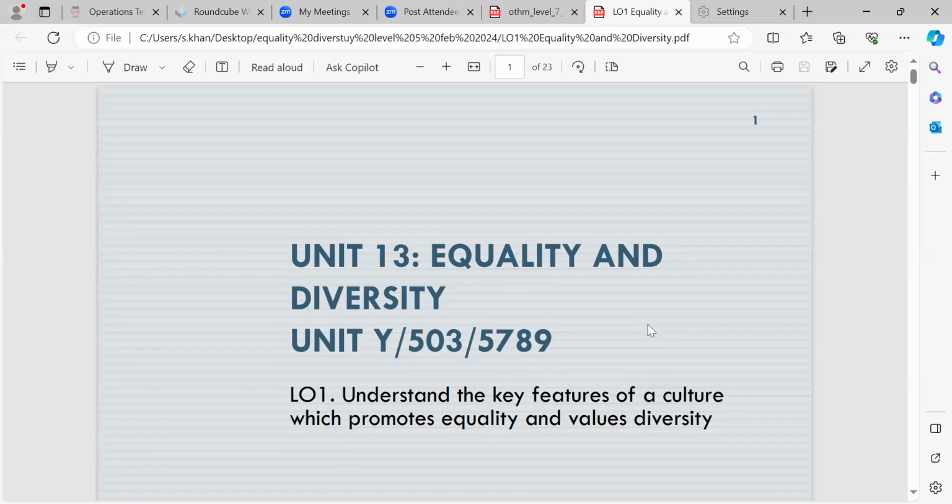We define equality and diversity as one of the values of society. It's one of your basic human rights, isn't it? We give everyone a chance to be the person they are, free from any sort of prejudice and discrimination, but it does exist, and that's why there are laws in place to protect against it.